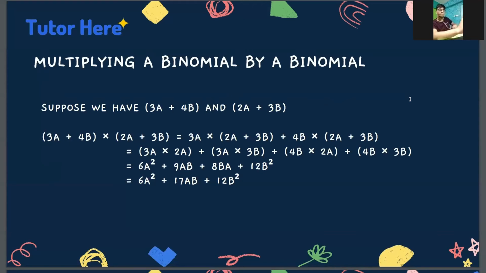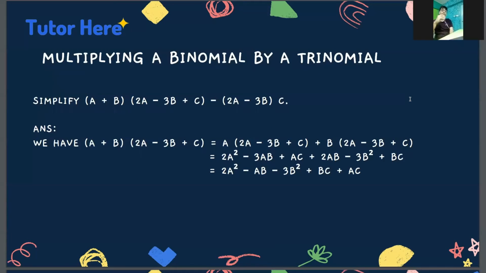So how we are going to approach is 3a into 2a plus 3b plus, because there's a plus operator in between 3a and 4b, plus 4b into 2a plus 3b. What we have done here is we have split one binomial and multiplied each term of that binomial with the whole of the other binomial. Therefore, in multiplication, we get 3a into 2a plus 3a into 3b plus 4b into 2a plus 4b into 3b, which comes down to 6a square plus 17ab plus 12b square.